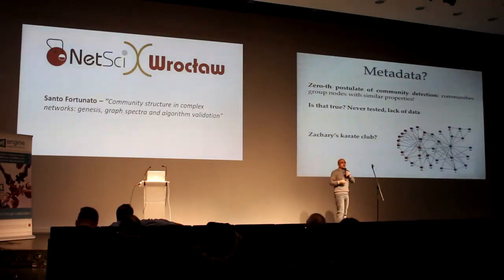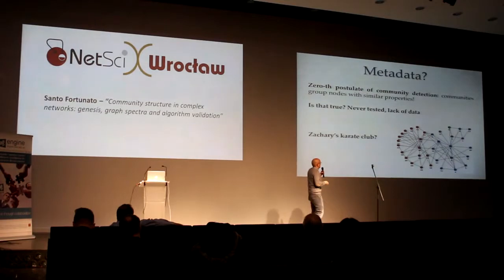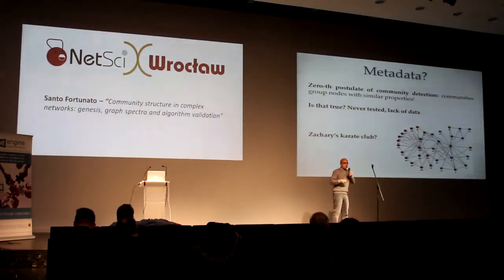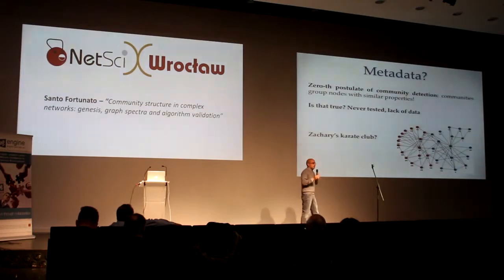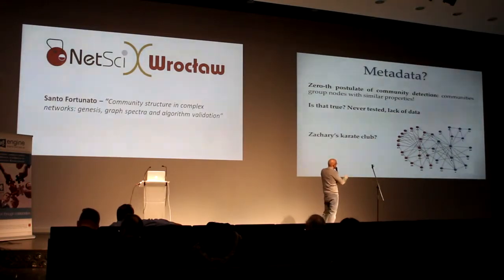You know the history, there are these guys, members of the club, in the United States. Then there was a fight between the instructor and the administrator, and the president of the club, and then they split. So this will be 1 and 34. The friends of the president went to the president, the friends of the administrator went to the administrator, and they formed two different groups. And the idea is whether any of these methods will be able to separate these two things, to distinguish the red circles from the blue circles.